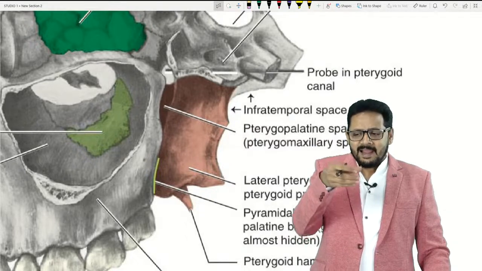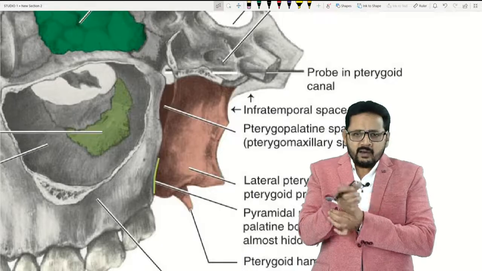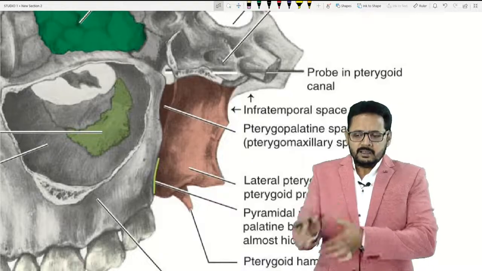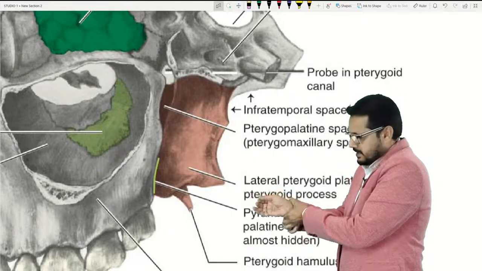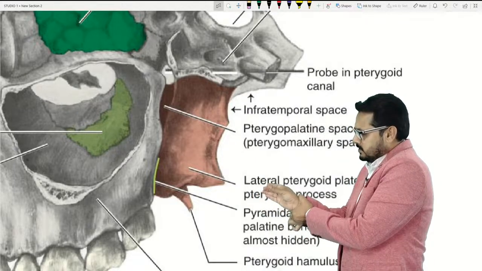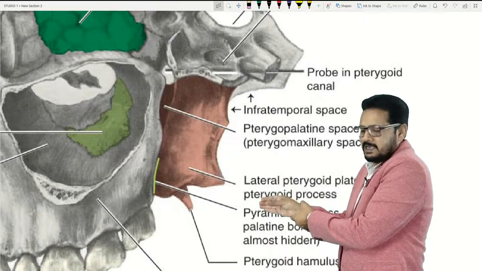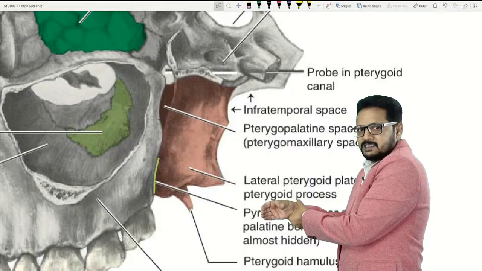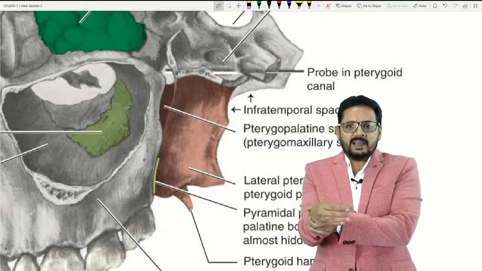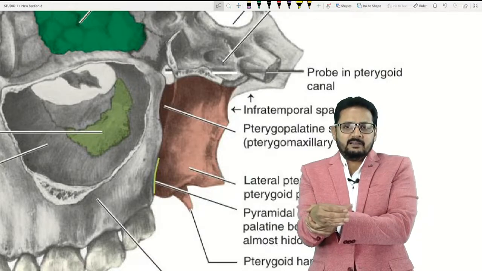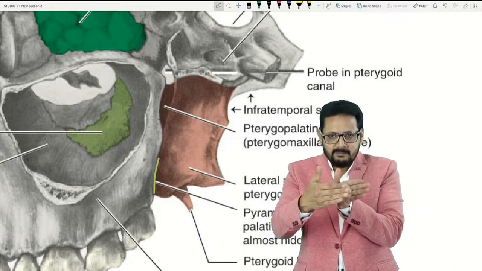Moving on, the pterygoid plates are always attached at an angle with the tuberosity. They are not in a straight line like this. Imagine this is the maxillary tuberosity, and these two are the pterygoid plates, this is the medial and this is the lateral pterygoid plate. They are not attached in a straight line, they are actually attached medially.